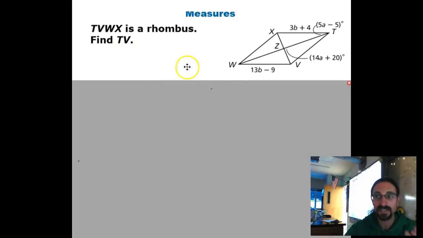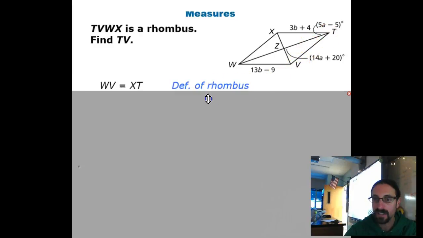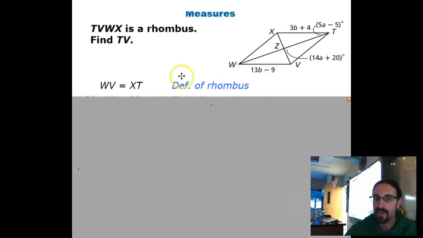So when it says find TV, TV is this side length, right? How are you going to find out what TV is? Well, interestingly enough, I know that WV is XT, so I know these sides are the same. In fact, all four sides have to be the same. And that's the beautiful thing, because once you find one side, you know that all four sides have to be the same. So this problem just got a little bit easier.